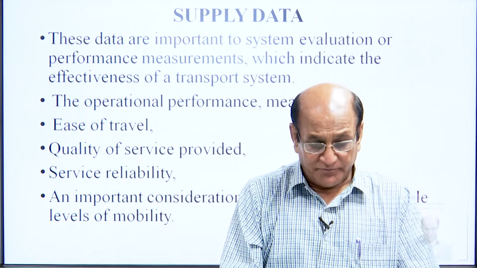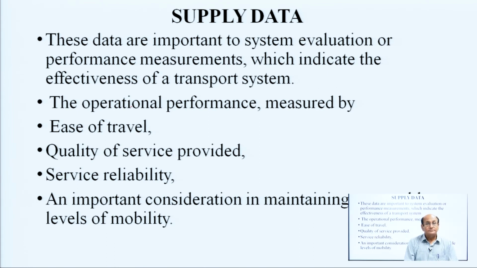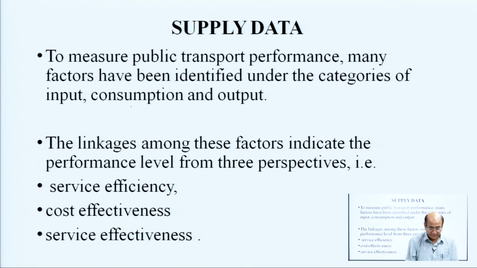The operational performance is measured by number 1, ease of travel, number 2, quality of service provided, number 3, service reliability, and an important consideration is maintaining an acceptable level of mobility. To measure public transport performance, many factors have been identified under the categories of input, consumption and output. The linkage among these factors indicates the performance level from the perspectives of service efficiency, cost effectiveness and service effectiveness. These are the 3 perspectives.